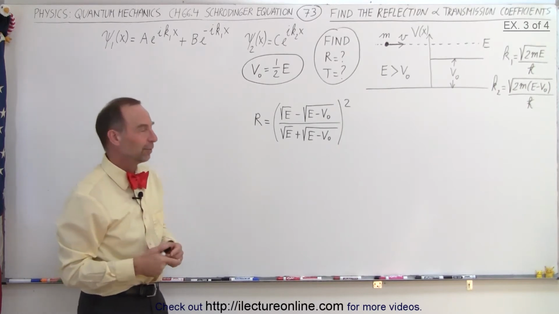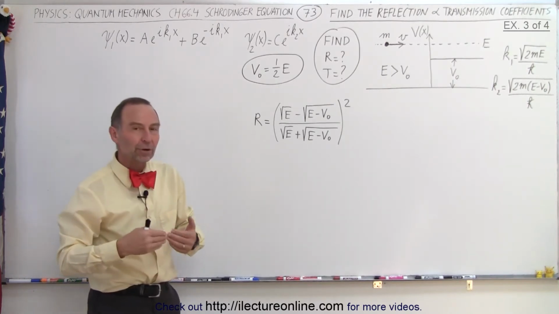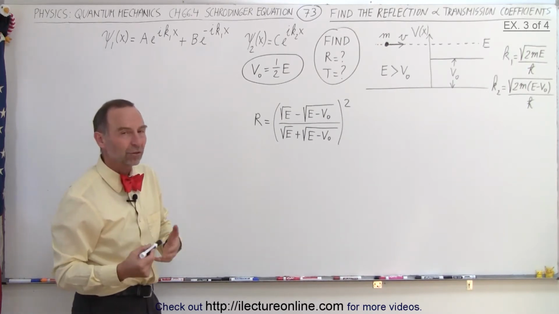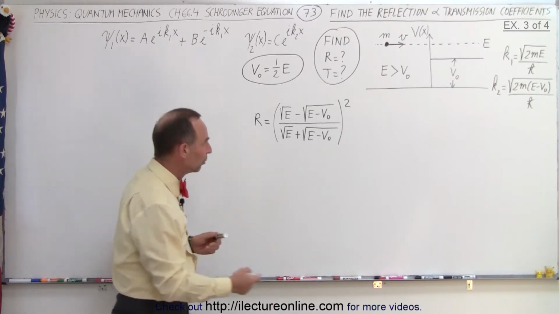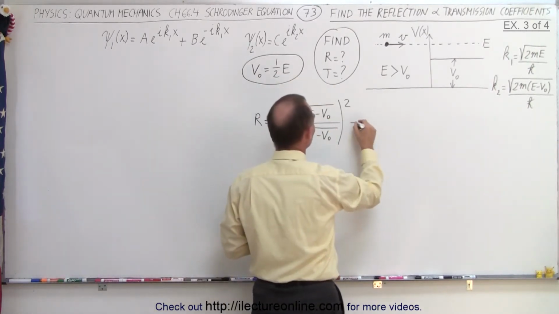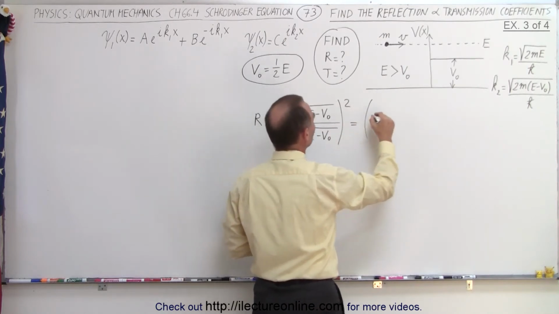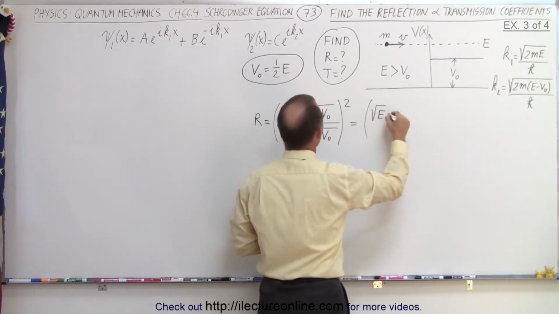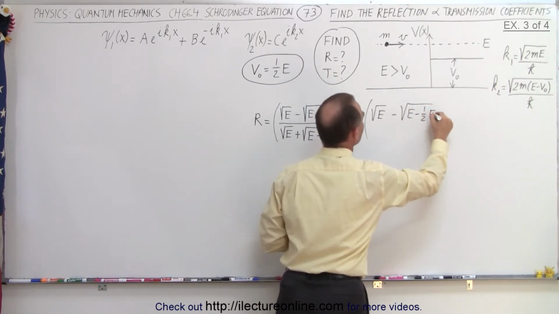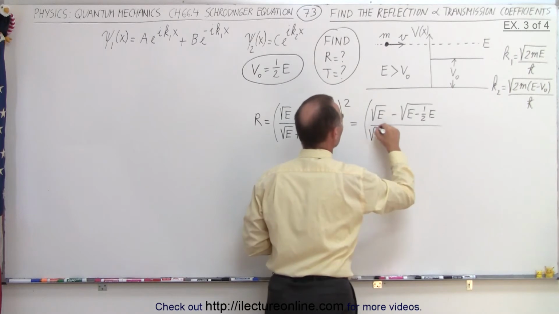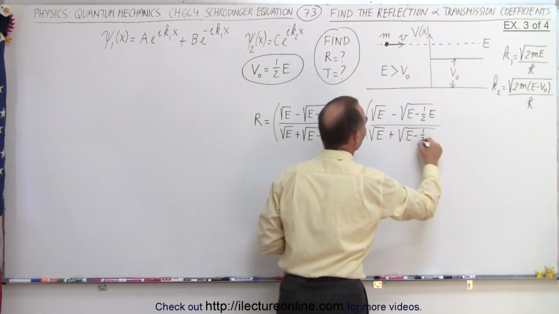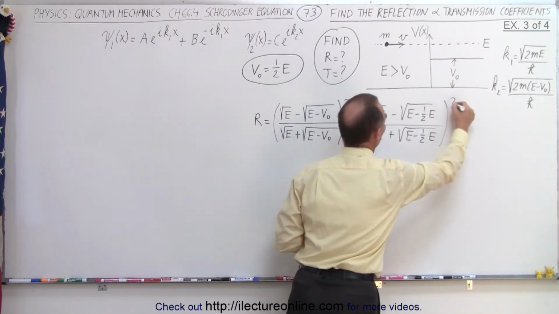Is it significant? And also, let's try to find a more fine-tuned or more simplistic form of the equation that's easier to work with. So let's go ahead and try to develop that as well. So first, let's plug in 1/2 E for V sub naught and see what that looks like. So this becomes equal to the square root of E minus the square root of E minus 1/2 E, all divided by the square root of E plus the square root of E minus 1/2 E, quantity squared.